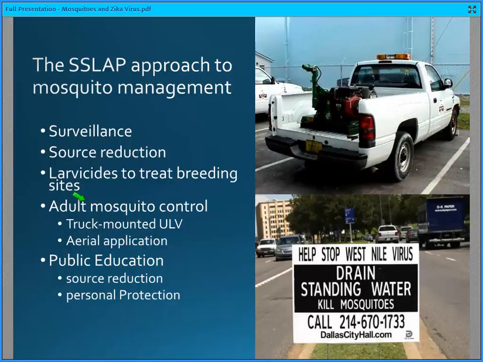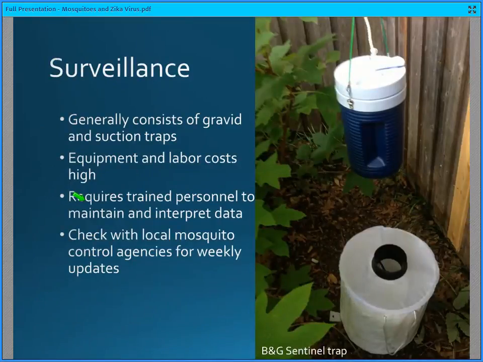And again, I think Dr. Leko had done a really good job of pointing out a lot of resources for education that we can be using in mosquito control. Just a few words about surveillance. We typically use some specialized traps for surveillance.